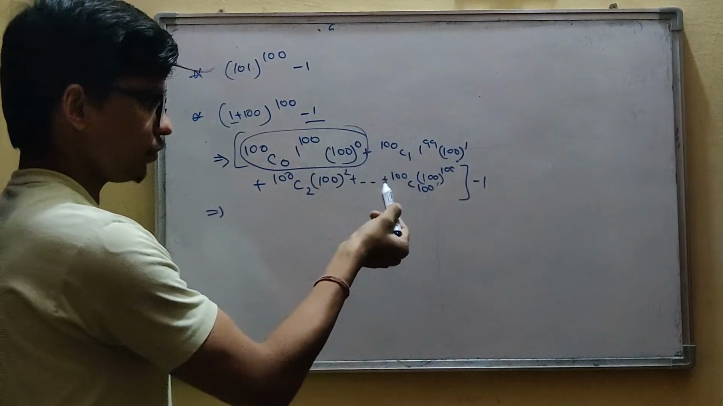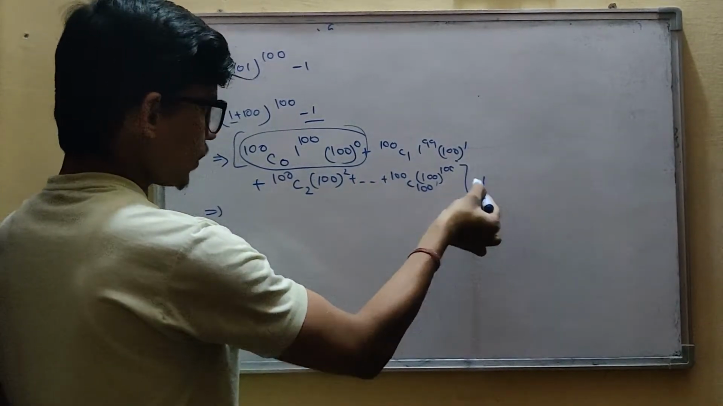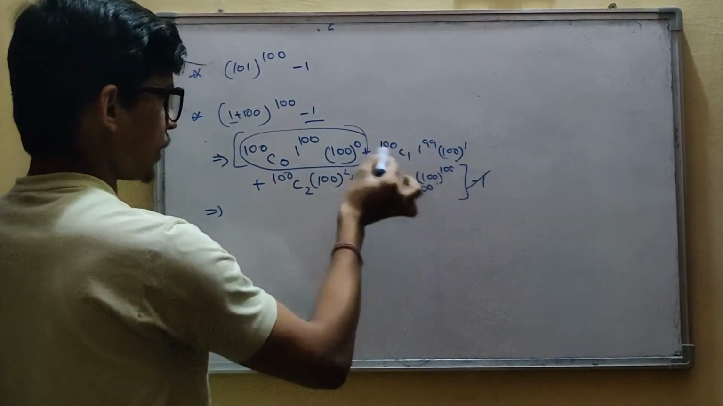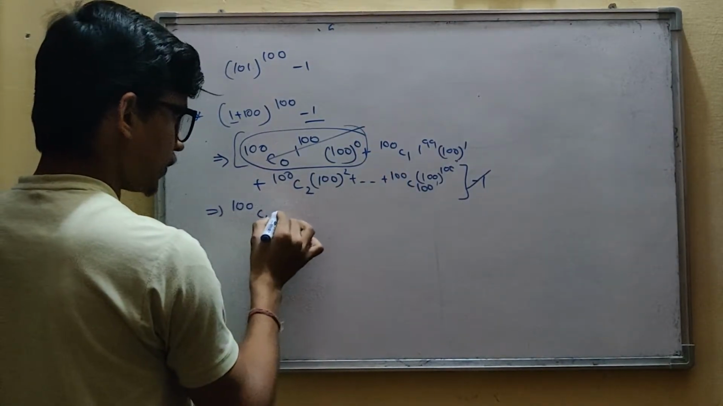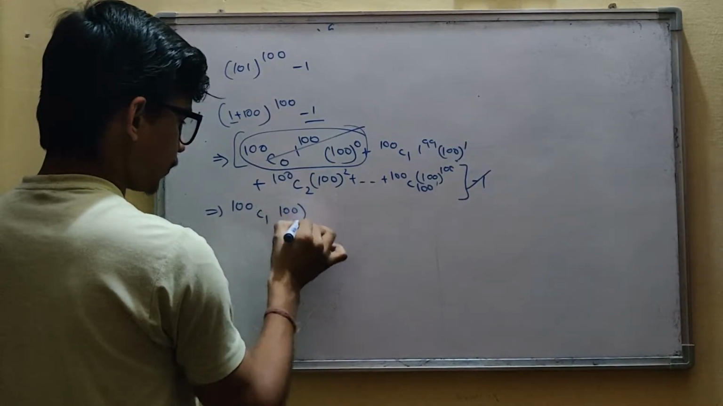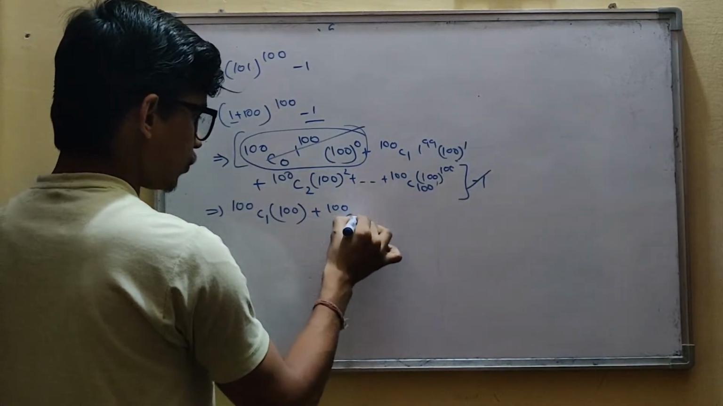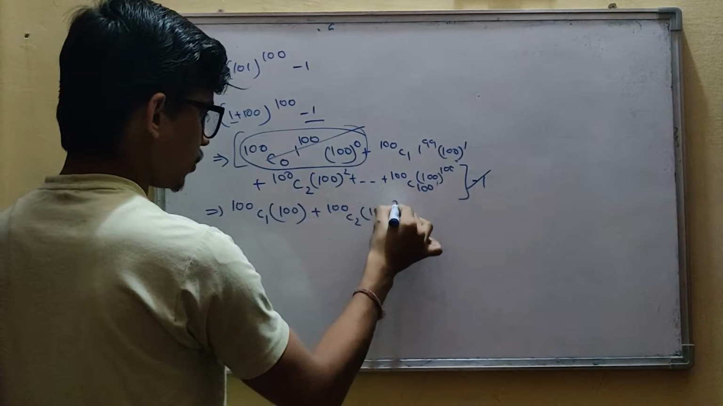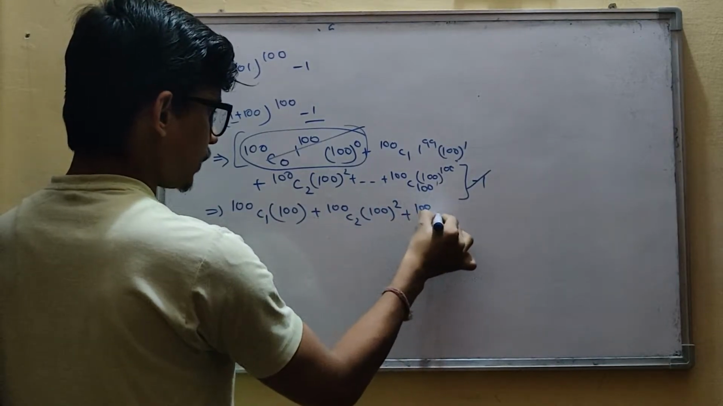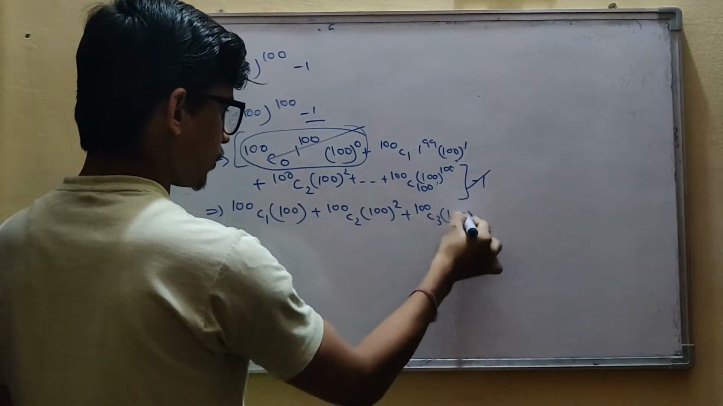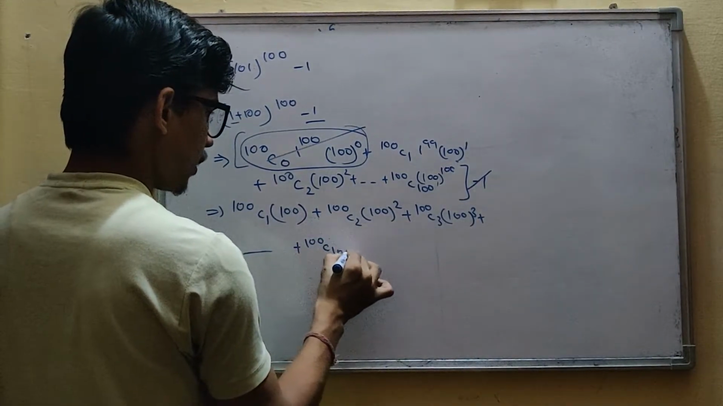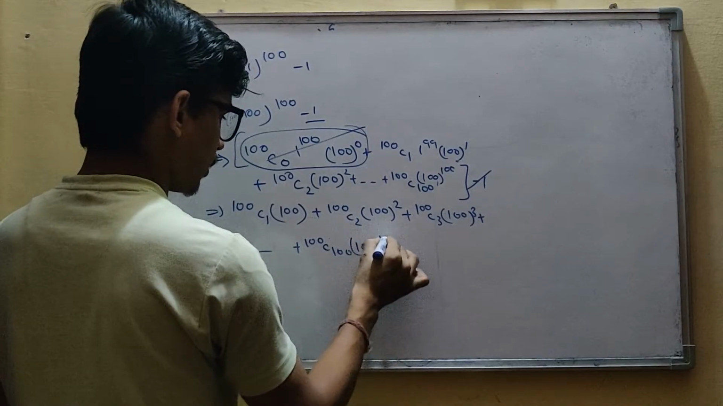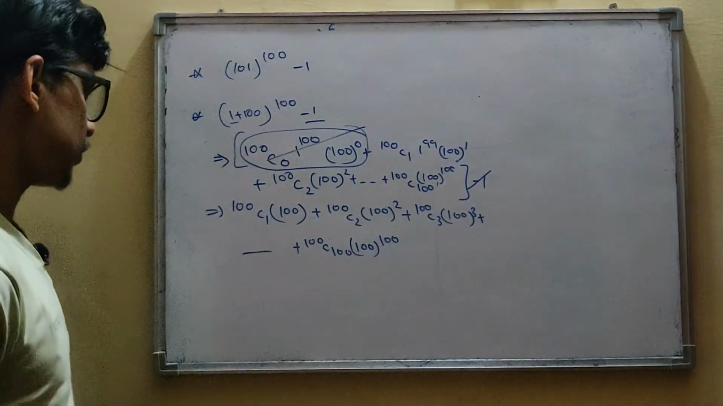into 100 to the power 2. So this one and this one will cancel out because it is minus 1 and it is plus 1. So what will remain there: 100C1 into 100 plus 100C2 into 100 to the power 2 plus 100C3 into 100 to the power 3 plus and so on, 100C100 into 100 to the power 100. So this is how you can get it.